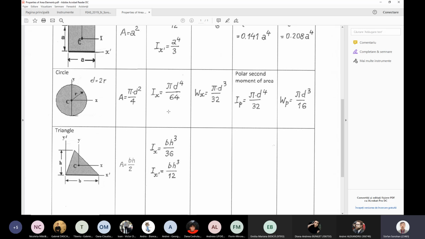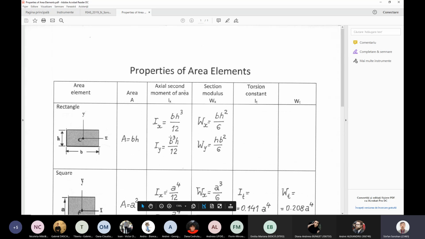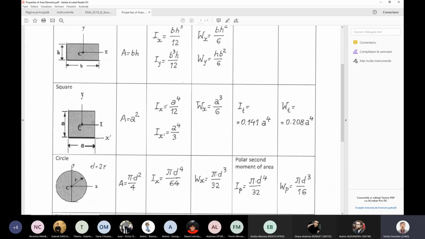We have this formula: pi times diameter to the power 4 divided by 64. For a general triangle, we have this one. And as you know from strength of materials, it's not very simple to obtain the second moment of area for a complex cross section.